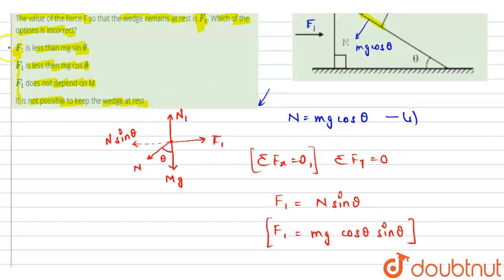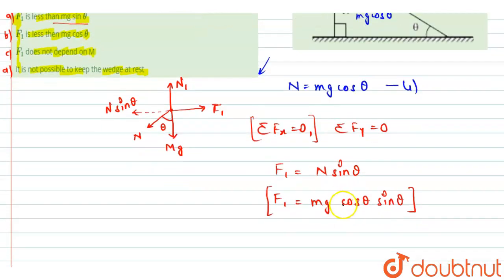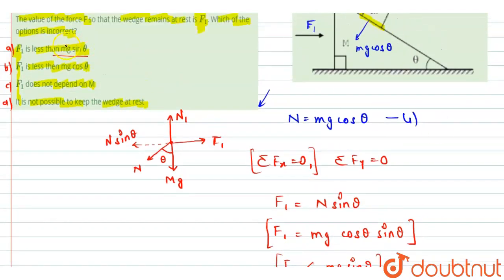Now from the given options A, B, C and D, let's check one by one. In option A we have F1 is less than mg sin theta. The value of cos theta lies between -1 and 1, and since cos theta is less than 1, we can say that F1 will be less than mg sin theta. So this statement is true, and option A is correct.